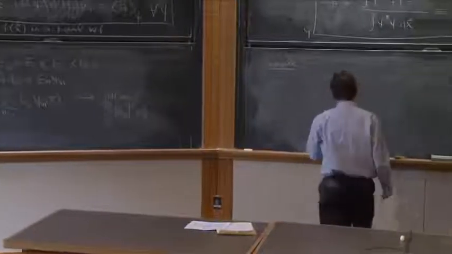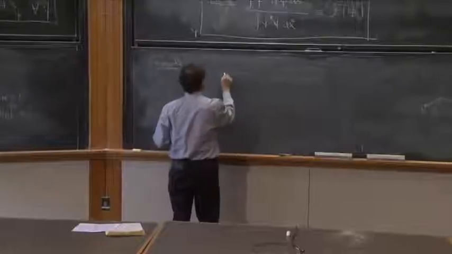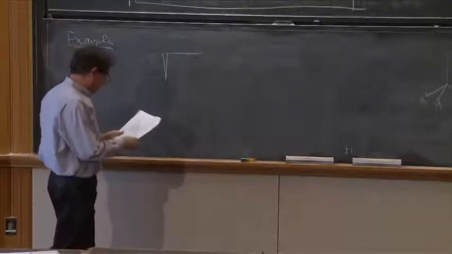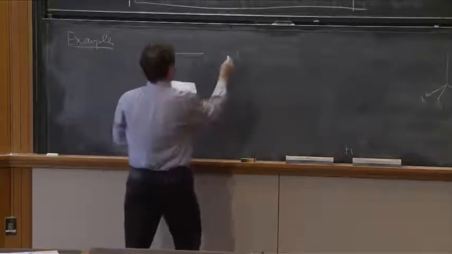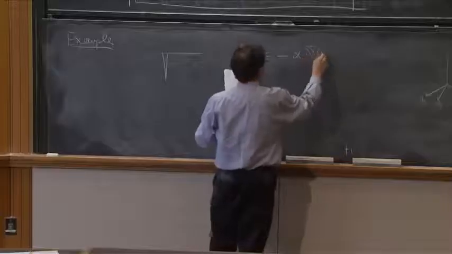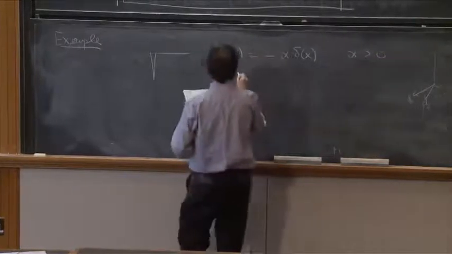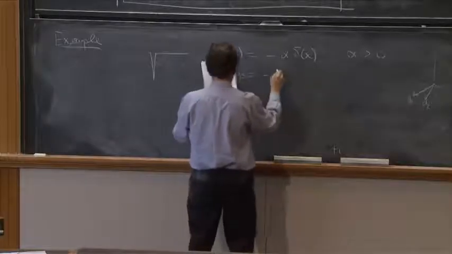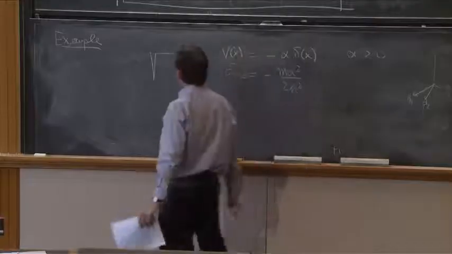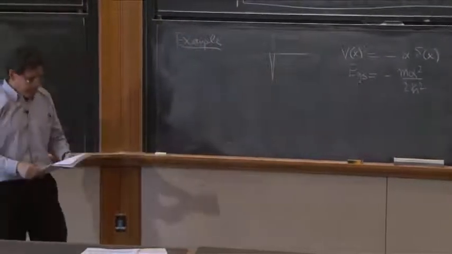So the example is something for illustration, not for solving something that you can't do otherwise. It's a delta function potential. V of x is minus alpha delta of x, with alpha positive. And the ground state energy is well known: it's minus m alpha squared over 2 h-bar squared. You've solved this problem many times in 804.